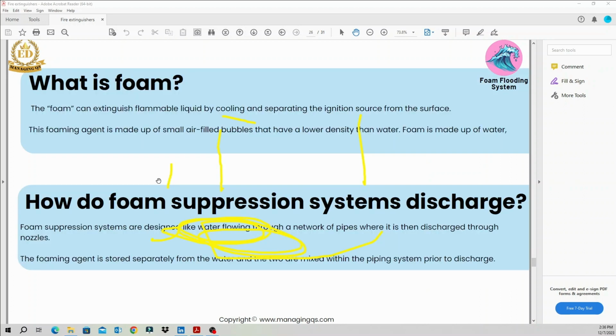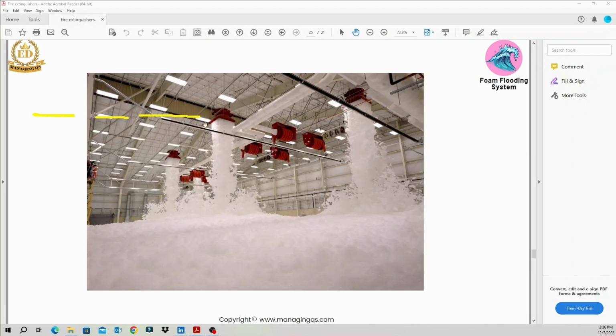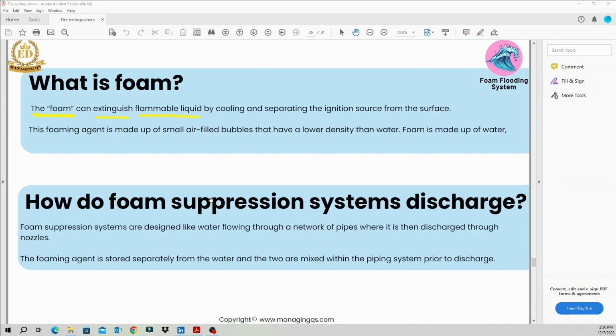We should understand what foam is and where we can apply this foam flooding firefighting system. What is foam? Foam can extinguish flammable liquid fires, and this is a very important point. This foam type of fire extinguishing is used for flammable liquid storage points, some storage areas, say petrol and diesel, anything related to flammable liquid. At those places we should keep this type of foam flooding firefighting system.